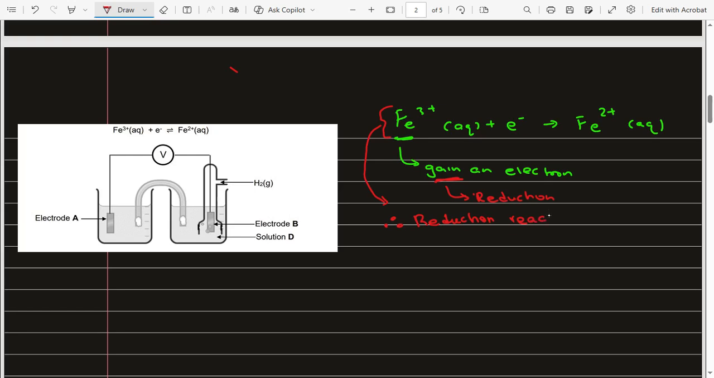Since it's the reduction reaction, I need you to locate where the iron half cell is. To locate where the iron half cell is, look at the Fe3+ and Fe2+ half cell. Look at where that half cell is on the given diagram, and that's where you can see which one it is.